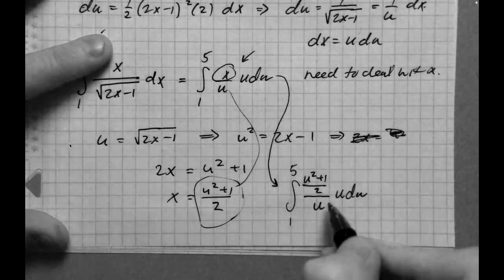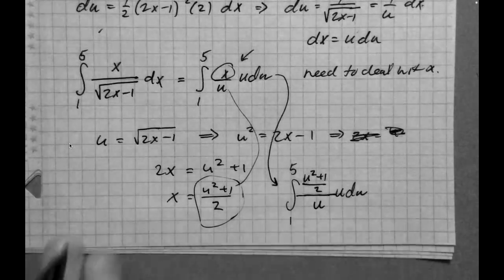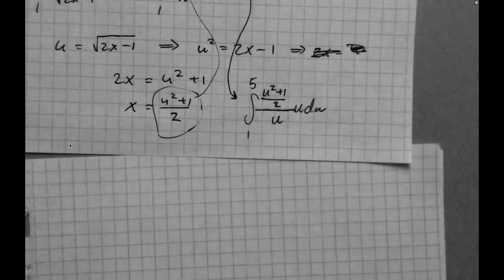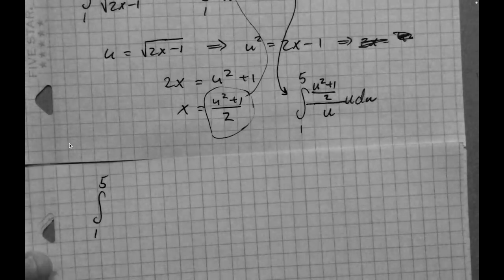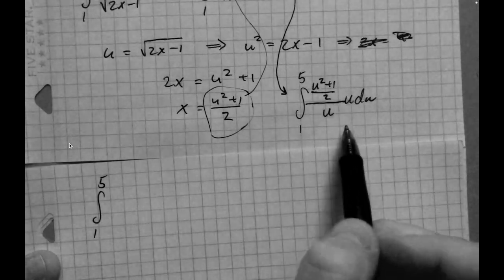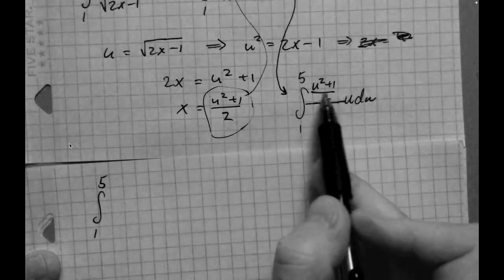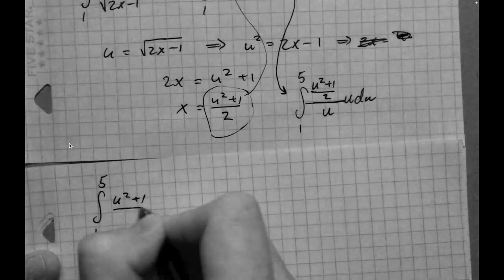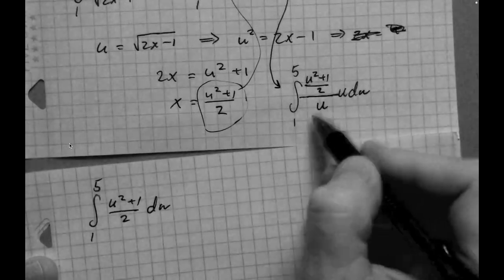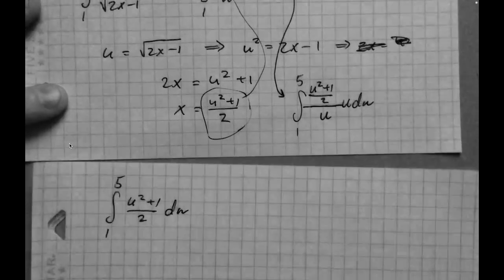Now this is ugly, right? This looks awful. But the nice thing about it is that it actually cleans up a lot. It simplifies a lot, doesn't it? The u's cancel. Right, so the u's will cancel. And I've got the 1/2. Basically, I've just got this upper piece here, don't I? I've got u squared plus 1 over 2 du. The u's cancel out, right? And then that basically makes the fraction really simple.